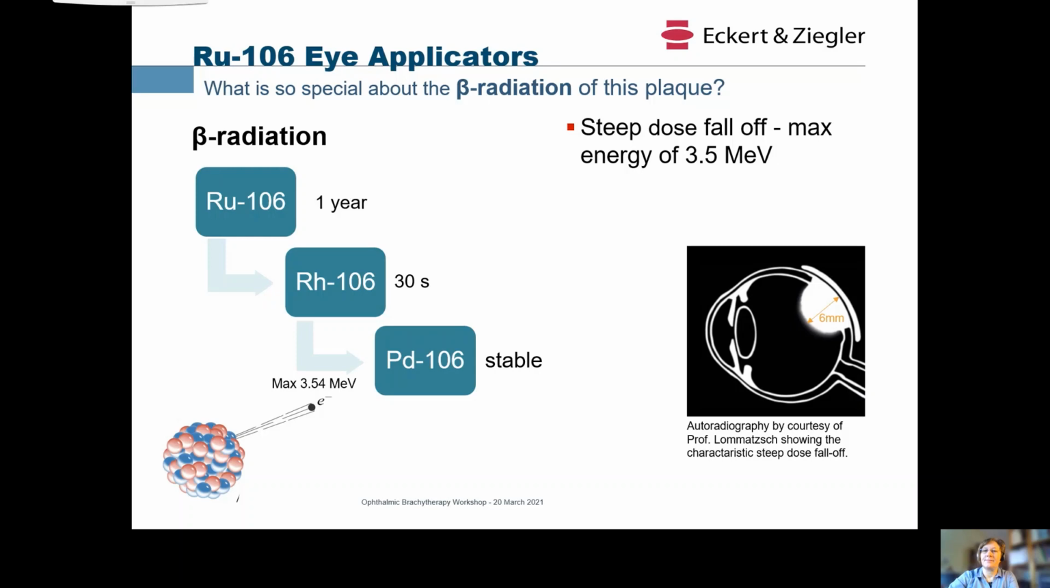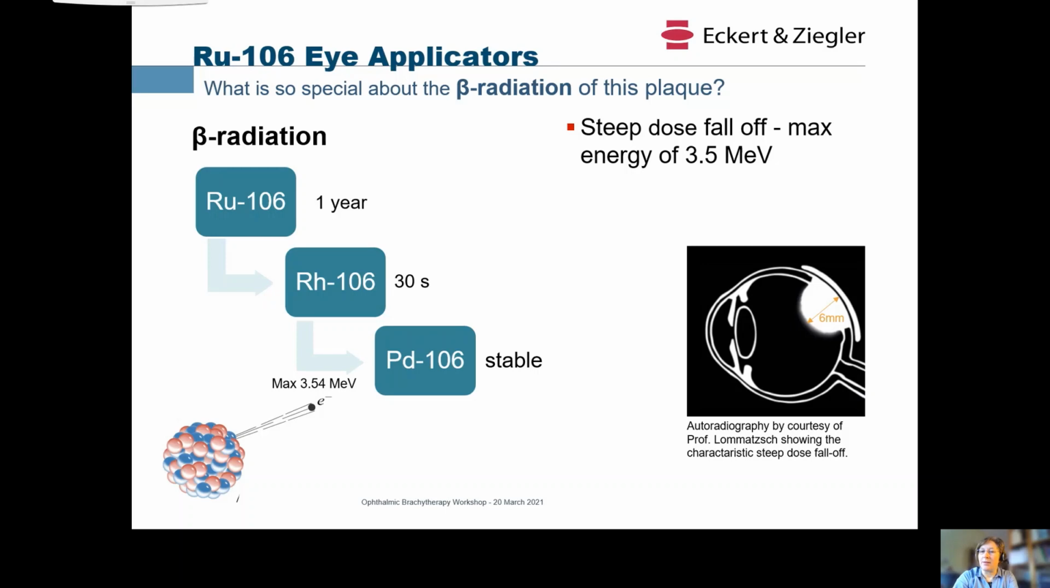But what is so special about the beta radiation of this plug? Well, the nuclide has the really comfortable characteristic of decaying to rhodium with a 1 year half-life time. So it serves like a long living supply of rhodium. And rhodium itself then quickly decays to stable palladium while emitting beta minus particles with a maximum energy of 3.5 MeV, which is important for this successful treatment method.